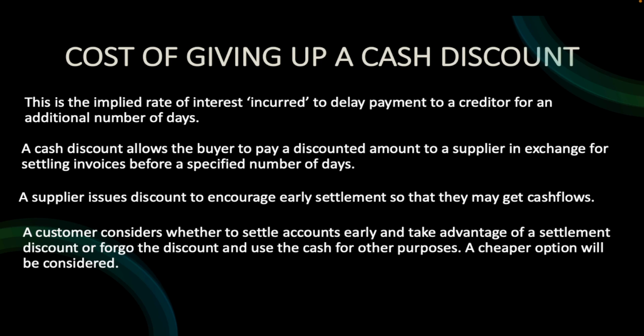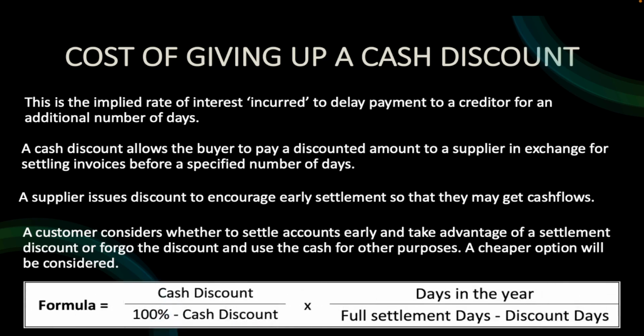But what is the formula of the cost of giving up a cash discount? Well, it's quite a simple formula. Here it is. The formula is cash discount divided by 100% minus the cash discount percentage, and you multiply that by the days in the year divided by the sum of full settlement days minus the discount days.